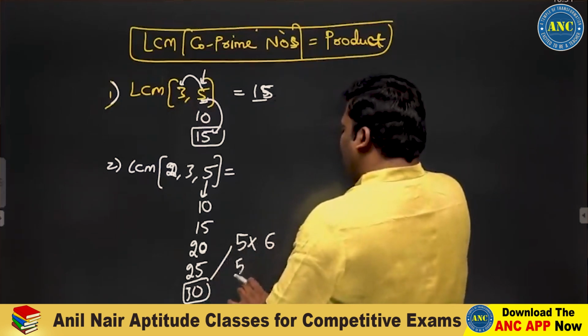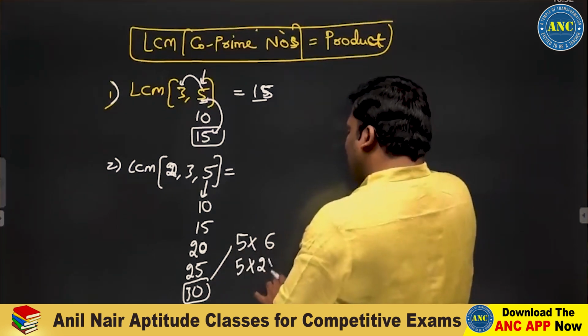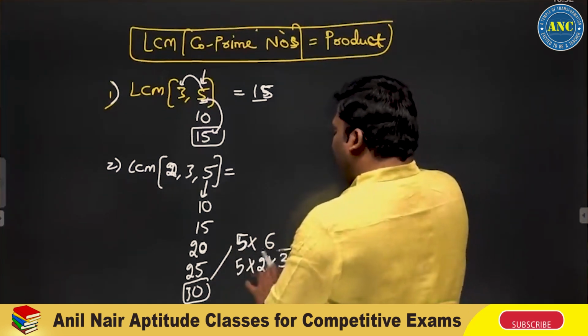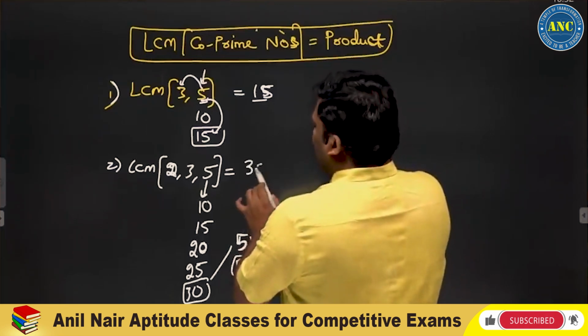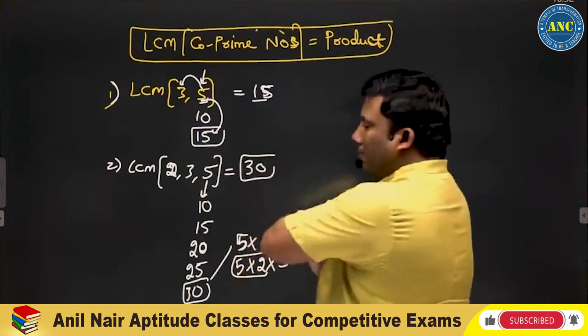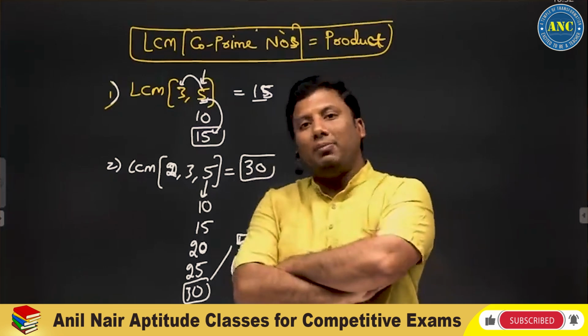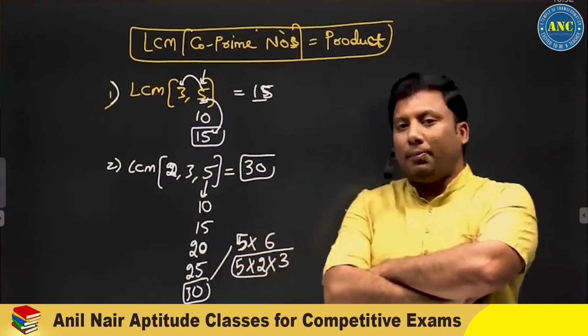6th multiple I got. What is 6? 6 is nothing but the product of the other two. That is the reason LCM of co-prime numbers, it is always the product.